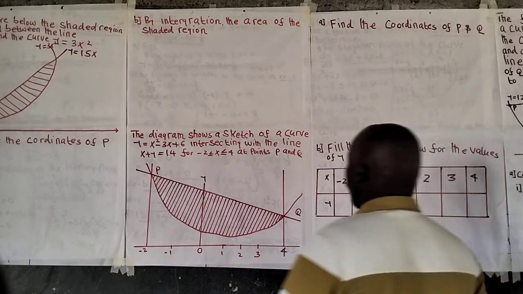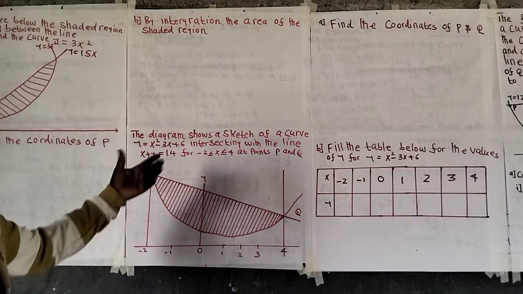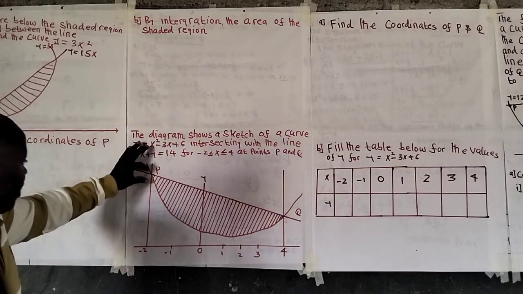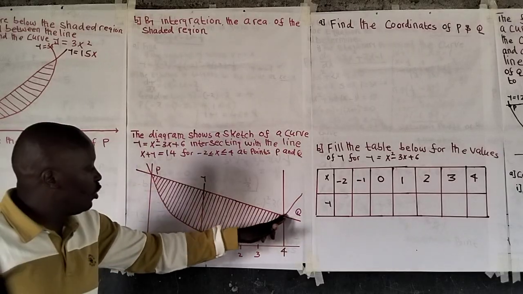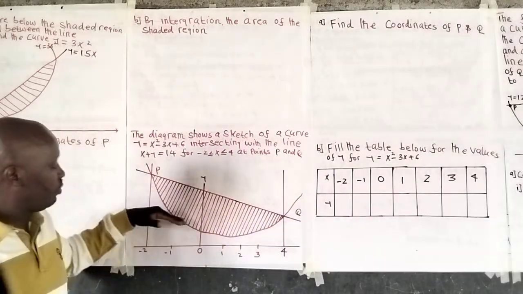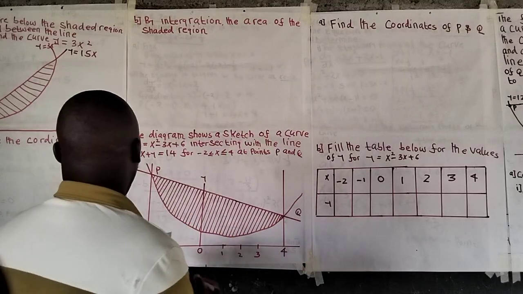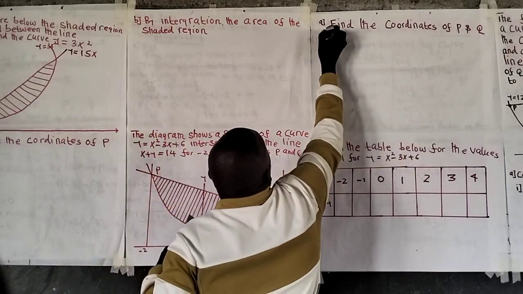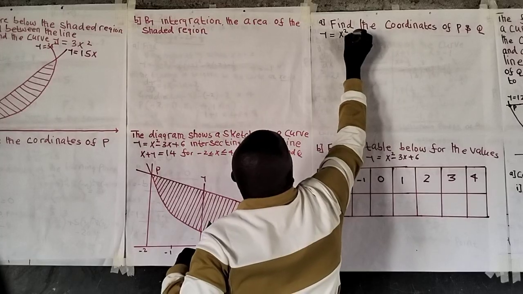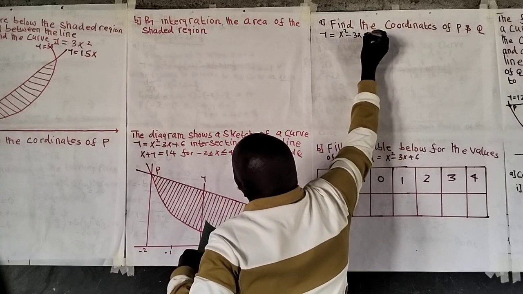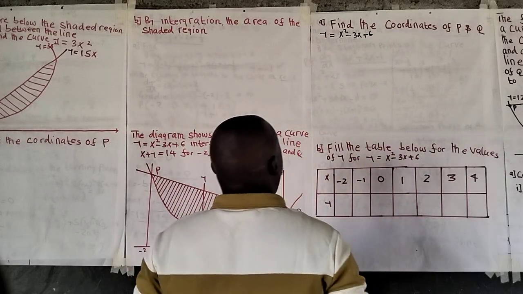Finding the coordinates of P and Q is just finding the coordinates of intersection. P is a point of intersection between the curve and the line, and Q is also a point of intersection between the curve and the line. So we have our equation y equals x squared minus 3x plus 6. That is the equation of the curve.